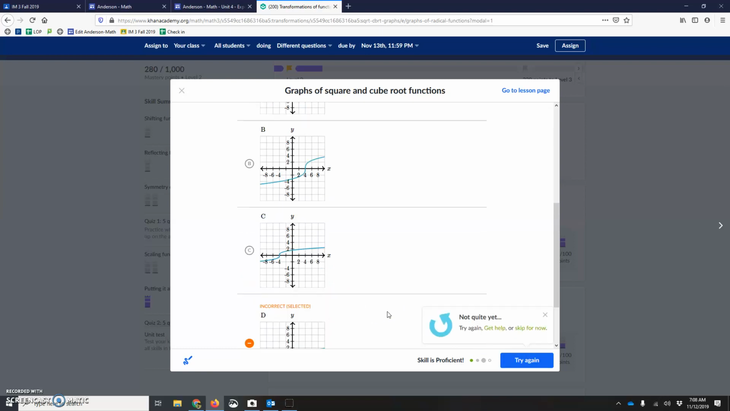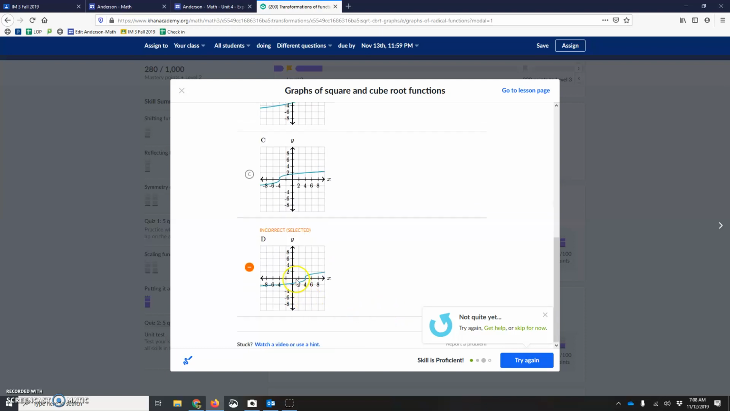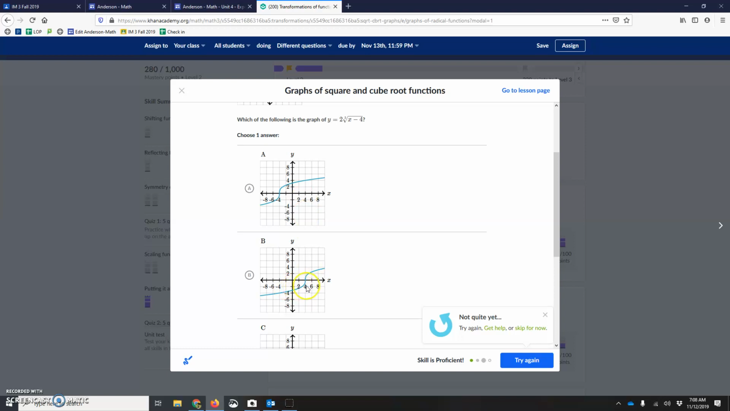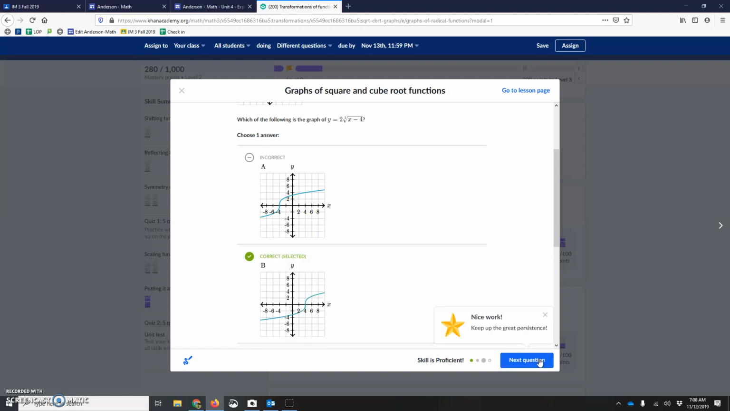Oh, what did I do wrong this time? Oh, I picked 0 and 2. That's not the right one. Jeez. Here we go. Here's between negative 2 and negative 4. Going too fast here. All right. Next question.